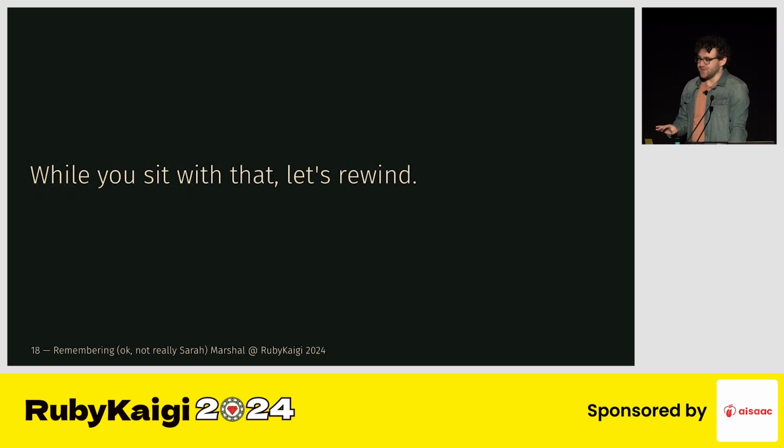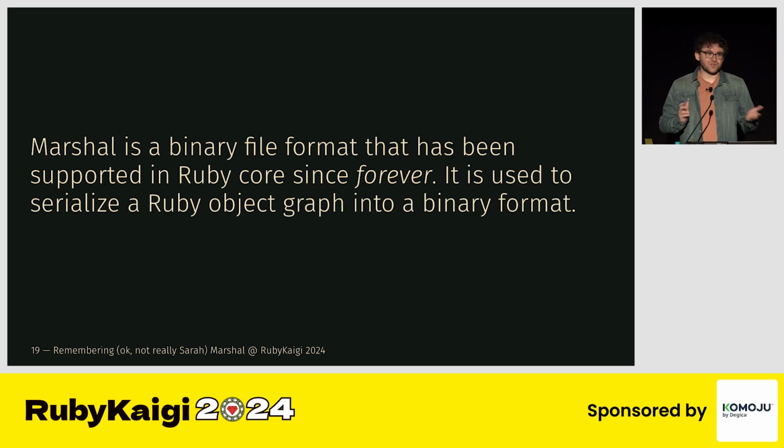So, okay, while you sit with that and just worry about how much more complicated this whole thing can get, complicated enough to warrant a conference talk, of course, let's rewind. So Marshal is a binary file format that has been supported in Ruby core since forever. I was too lazy to look up how long it's been around for, but I'm pretty sure that we have been on Marshal version 4.8 since before I started doing Ruby, which was a pretty long time ago at this point. And okay, we use Marshal to serialize a Ruby object graph into a binary format.